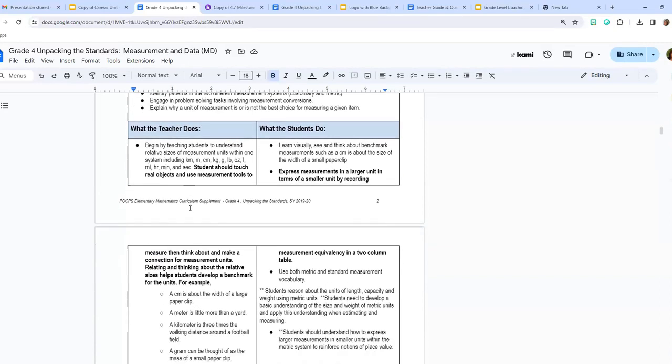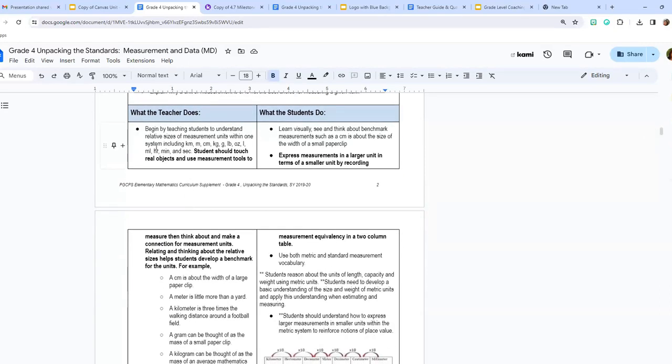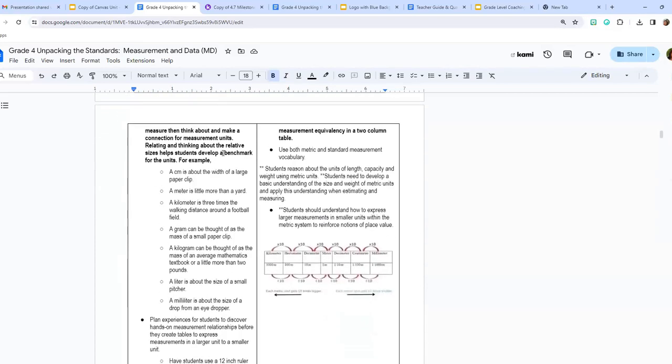What the teacher does. We really find this to be helpful for teachers because you're able to then take a look at what the teacher does. Let's take a look at all of this.